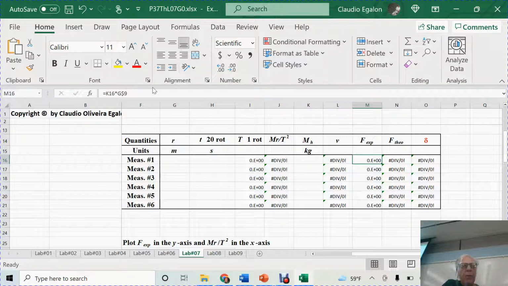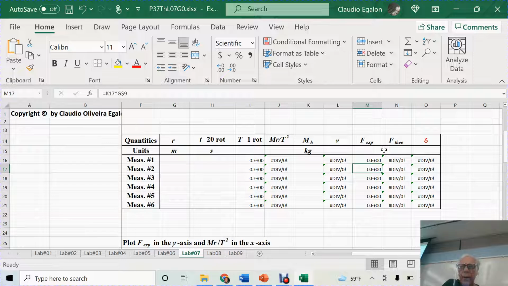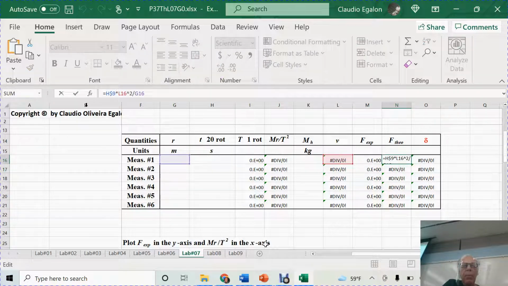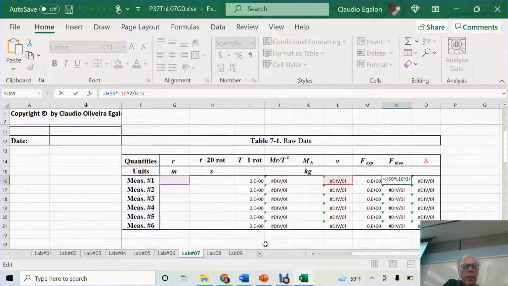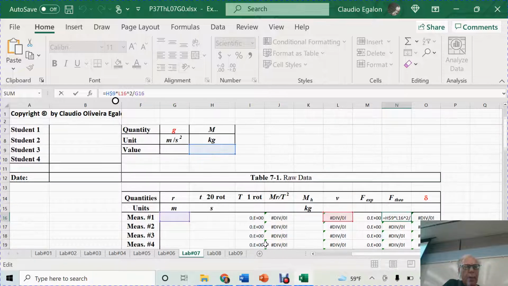F experimental is mg, hanging mass times g. F theoretical is this equation here. Let's see what H9 is. It's the mass of the bob. L16 squared, what is L16? It's the velocity. Okay, mv squared over r. That's what the theoretical is.